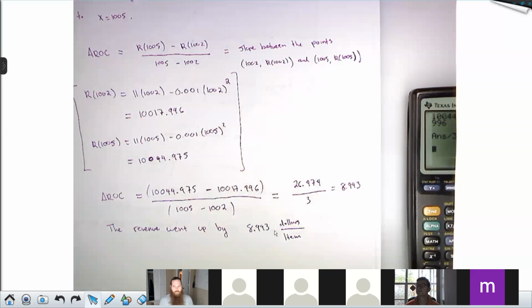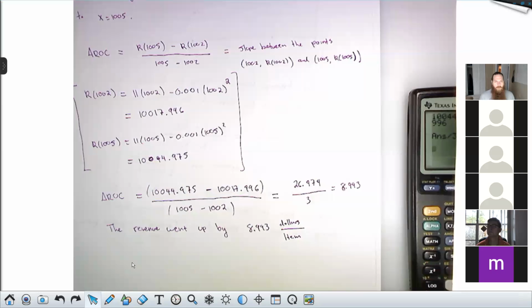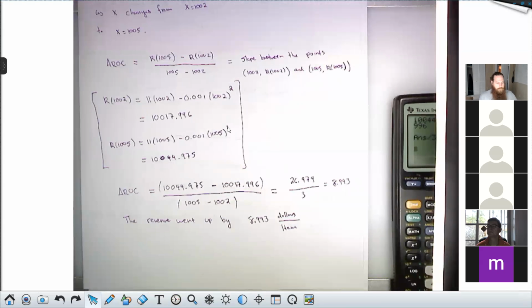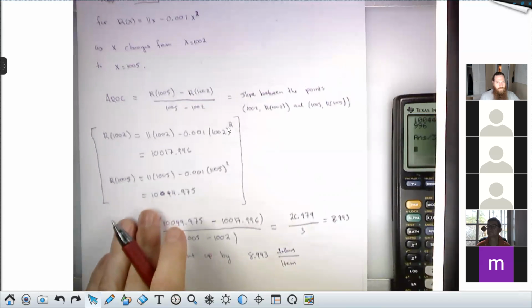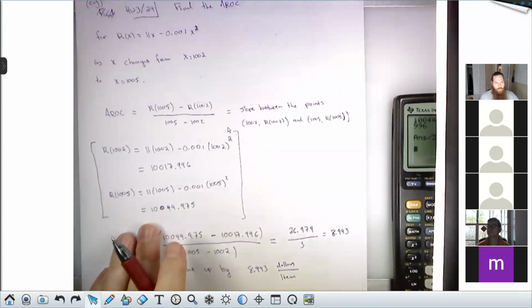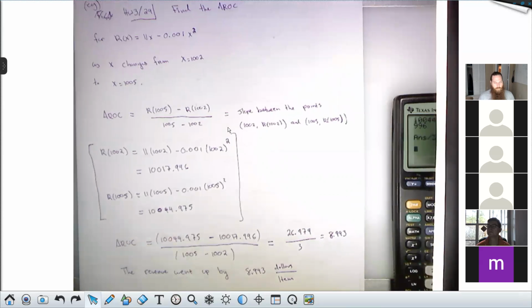All right, I apologize for the clunky calculator stuff. I promise I'll contact Santa Fe IT and get them to give me permission to run my emulator. I don't know why it's not running. But this is really how we find average rates of change. You'll see a lot of problems like this in homework 3 and 4. The new homework for this week will have some similar word problems like these.